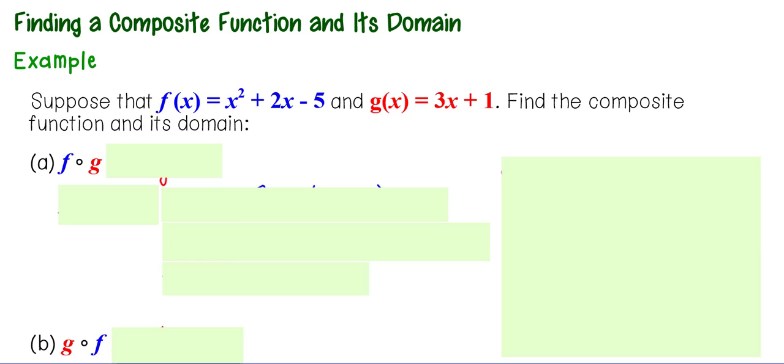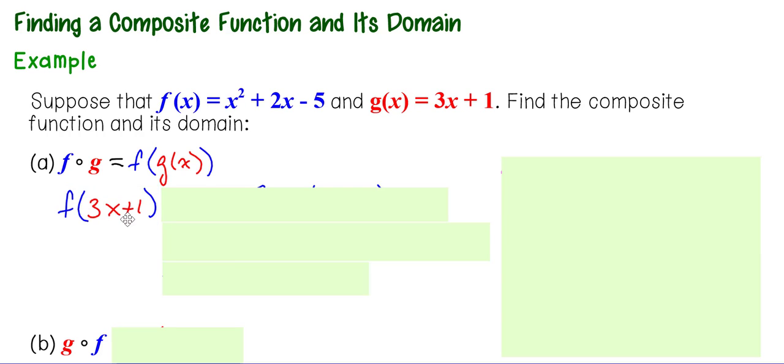In this next example, we're going to find a composite function and its domain. So suppose that f of x equals x squared plus 2x minus 5 and g of x equals 3x plus 1. Find the function and its domain. So f composed of g would be written as f of g of x.